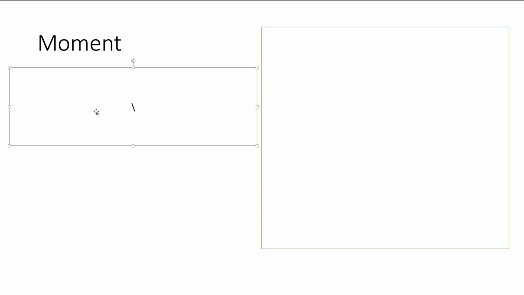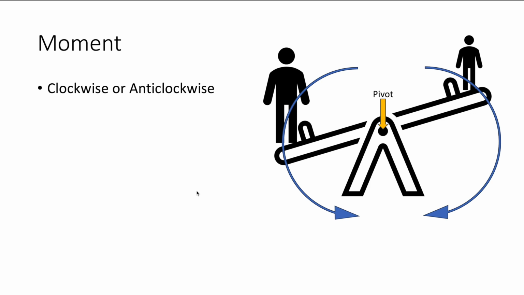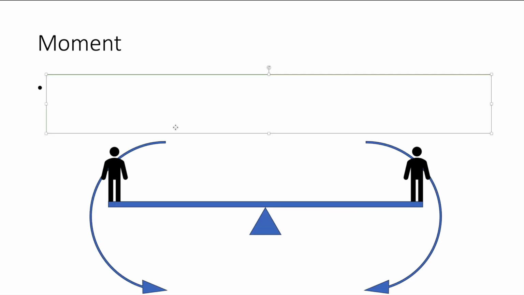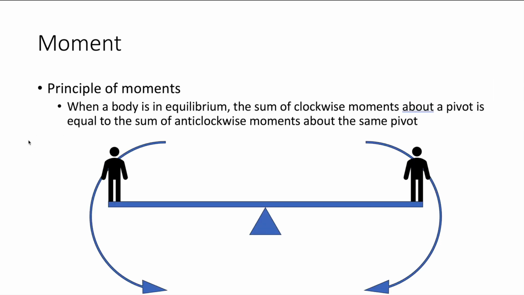So for example, you are sitting at the seesaw. If your direction is the clockwise direction to the pivot, your friend on the other end will be the anti-clockwise direction to the pivot. And so I believe while playing the seesaw, you would have tried to balance yourself. This is exercising the principle of moments.